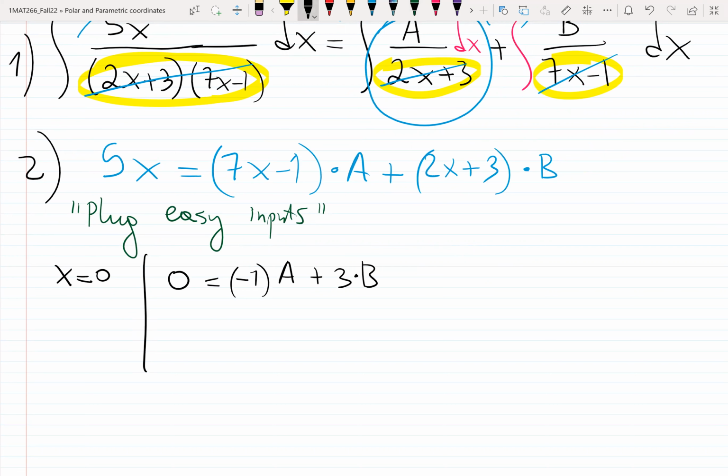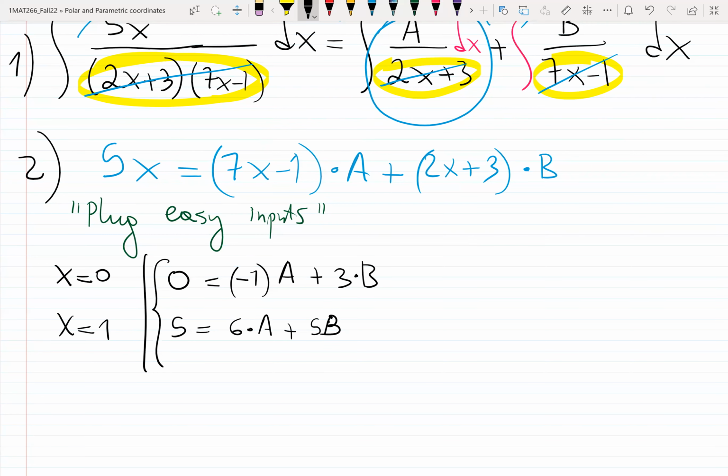Now, let's plug some other number. You can plug some of the roots here, or you can plug any random number, actually. You can plug 1 or minus 1. Who cares? You can plug a fraction if you want. So either you can plug 1/7. Why not? Then it will be the root. Or you can plug 1. Also will be nice. So let's plug 1, for example. Whatever you want, actually. You just need 2 equations for 2 unknowns. That's it. If I plug 1, it will be 5. 7 minus 1 is 6A plus 5B. And you solve the system.